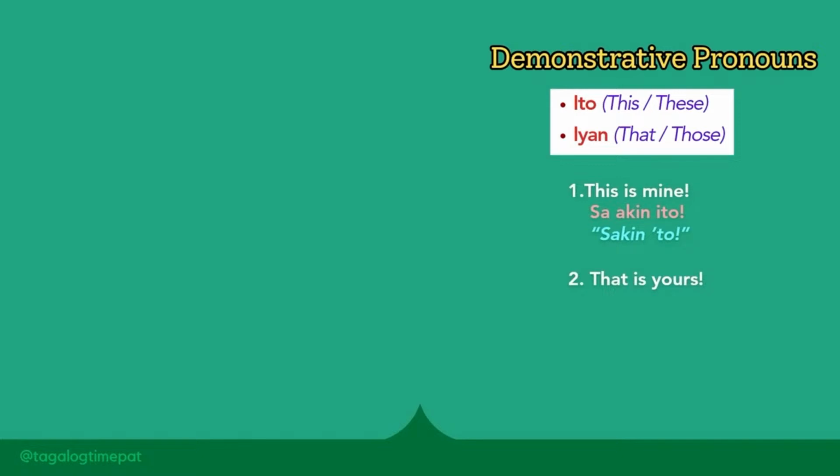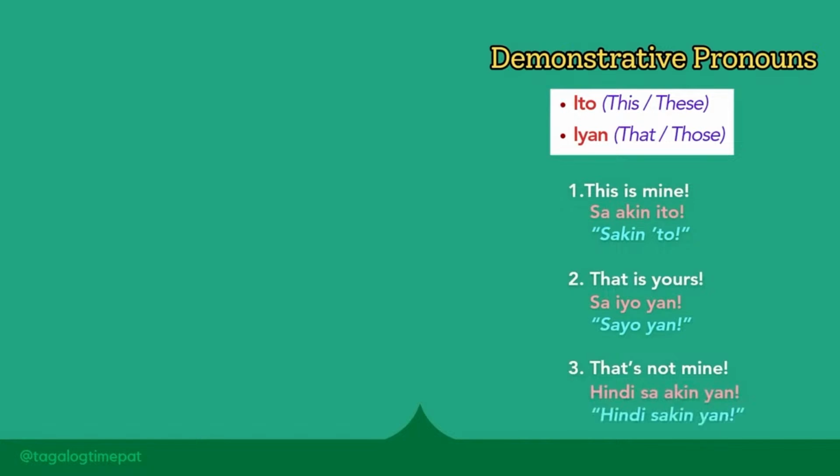That is yours is sa iyo yan. So the pronoun goes first, and then it's the demonstrative pronoun. You might hear sa'yo yan. And then lastly, that's not mine. Again, negating the thought. It would be hindi sa akin yan. Hindi sa akin yan.